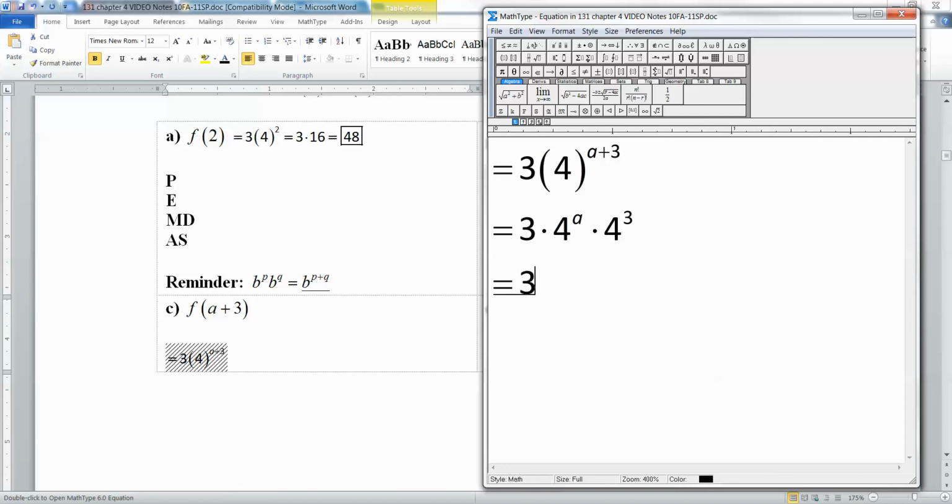Okay, so wait a second. 3 times 4 to the A times 4 to the third, but 4 to the third is 64. And 3 times 64 is 192. Right? And again, you don't have to do parentheses, but it's kind of neater if you do. You could also do the dot thing, but that gets a little confusing because it looks like a decimal point. That's one of the many reasons mathematicians don't like the dots for multiplication, because it gets a little messy. So there you go. So there's your f of a plus 3.